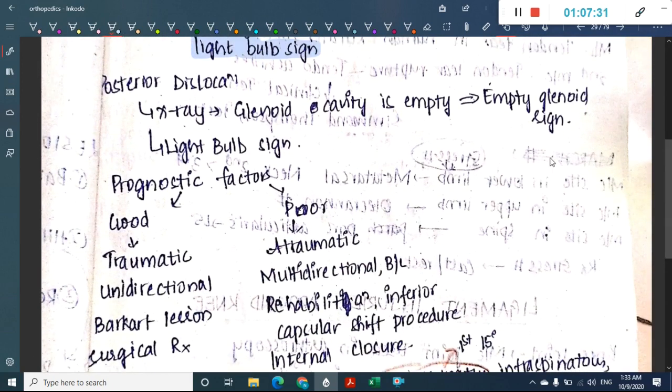Then we have the next type of dislocation. A few points about posterior dislocation we will also see.